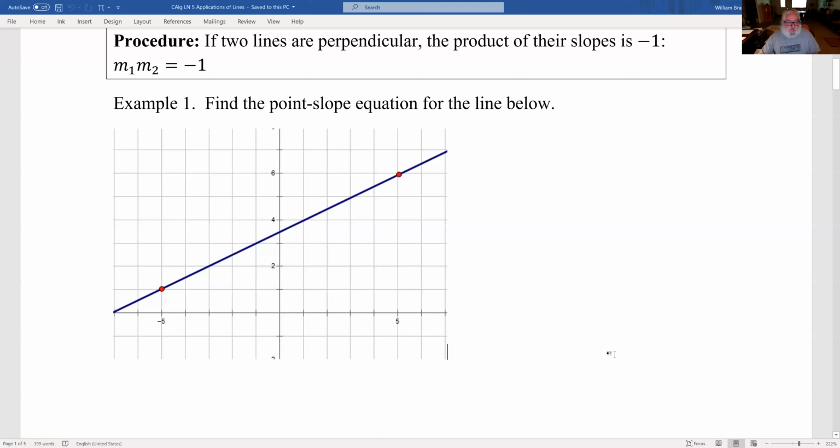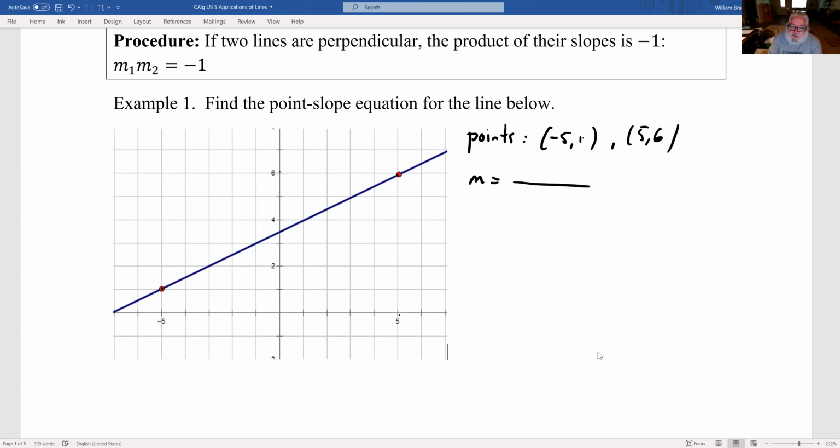Okay, so a little bit of review about how to find point slope equations for a line. So here's a line. We need 2 points. And the points we have are -5, 1. That's this point here. And then this point is 5, 6. The slope, what is the first thing we find? It's the change in y. So 6 minus 1 over 5 minus -5. And that's 5 over 10, because 5 minus -5 is 5 plus 5, or 10, so the slope is 1/2.